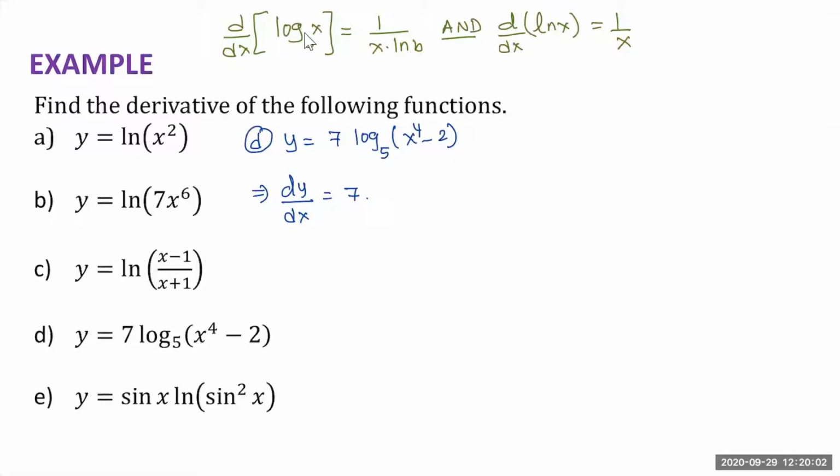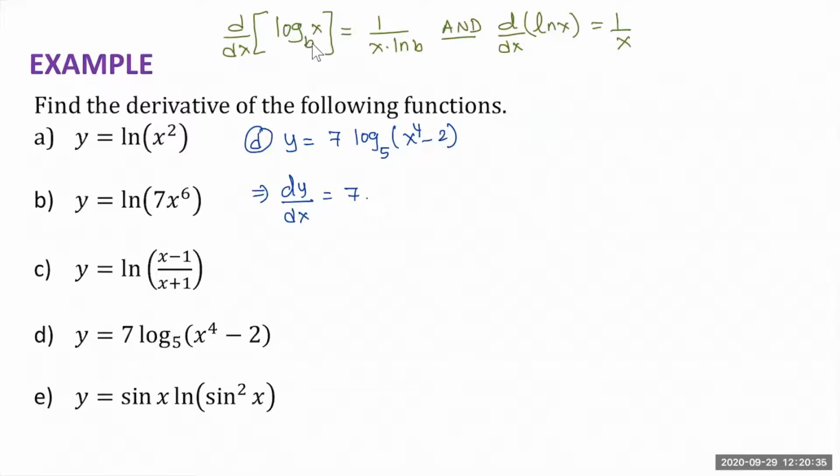Now you can clearly see it is not like this one, log with base b of x. We don't just have x, instead we have x to the 4 minus 2. Meaning of that is there is the inside function and also the outside function. Whenever we have the inside function and outside function, we use the chain rule. And chain rule says the derivative of outside function first, keeping the inside same, and then multiply by the derivative of inside function.